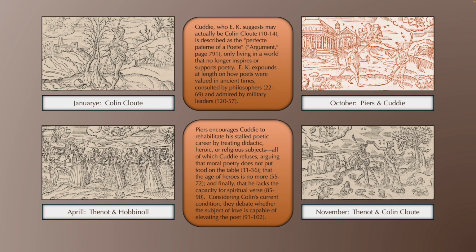He says that Colin Clout is the one who has that kind of ability, but unfortunately he has squandered it on love poetry. So they consider Colin's current condition, and they debate whether the subject of love is in fact capable of elevating the poet. And Cuddy's answer to that is resoundingly negative.